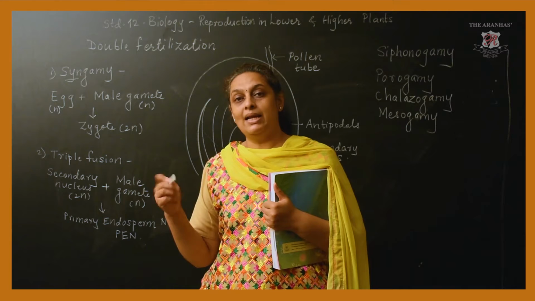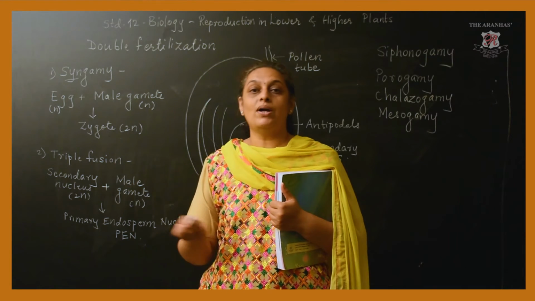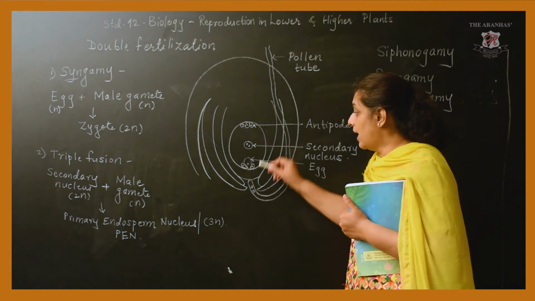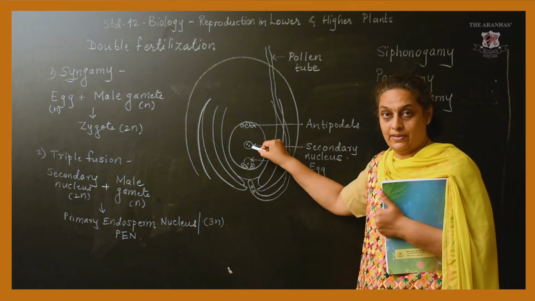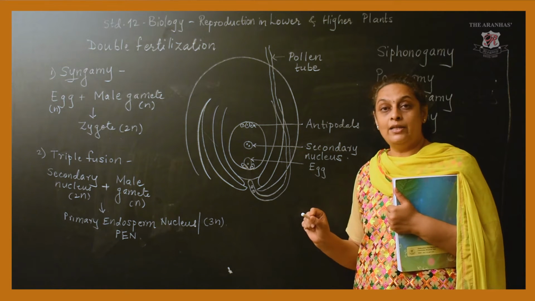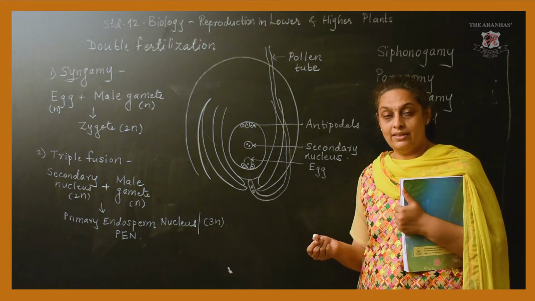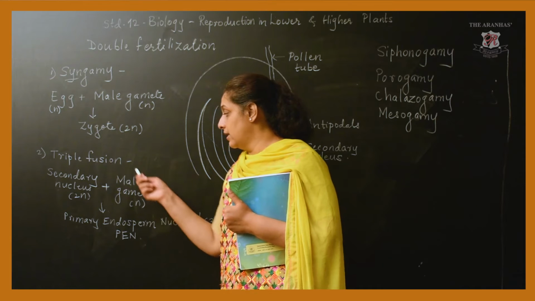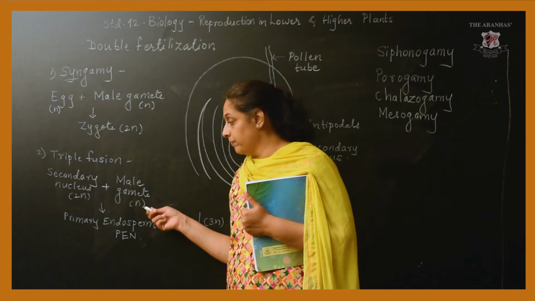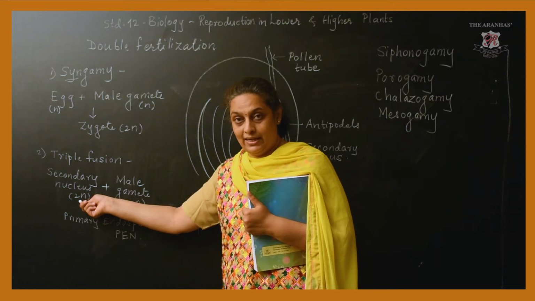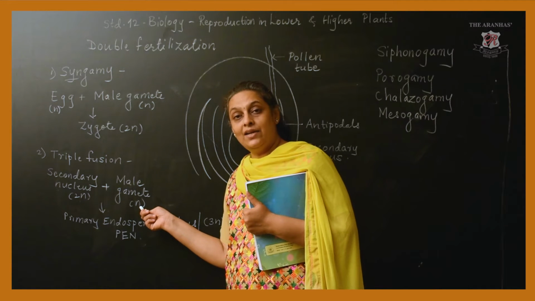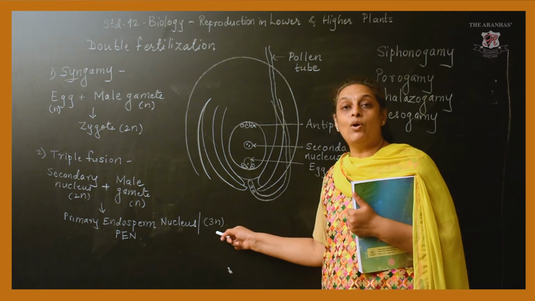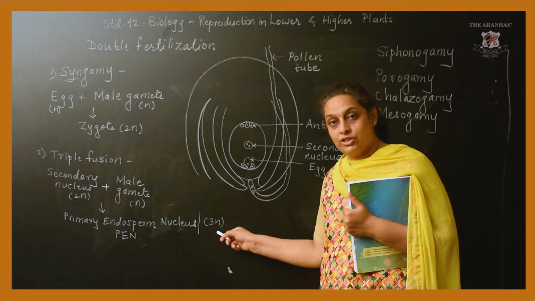So this is how one male gamete is used. Let's see what happens to the second male gamete. Now second male gamete unites with this secondary nucleus. Okay. You know that secondary nucleus is already binucleate, that is diploid 2n. So, secondary nucleus unites with the second male gamete. So, here you can see diploid secondary nucleus uniting with haploid male gamete, and that is why a triploid 3n structure is formed.